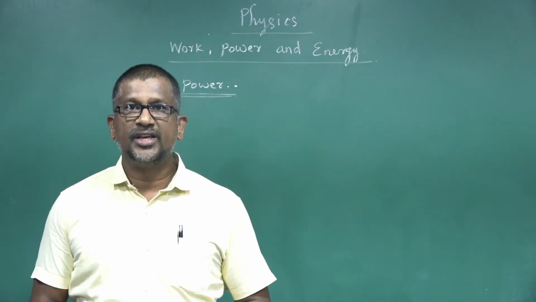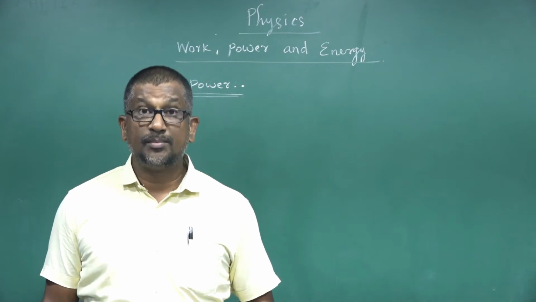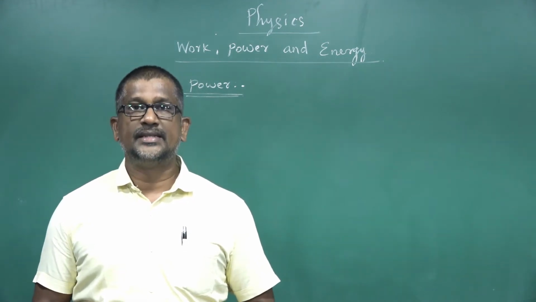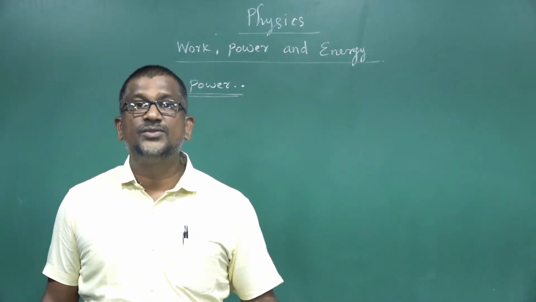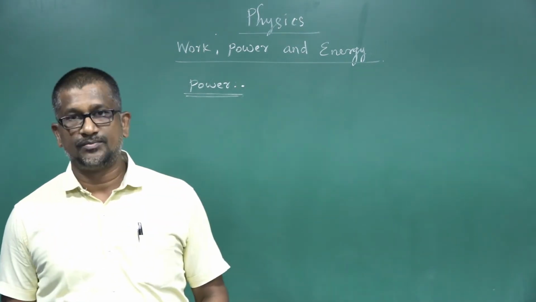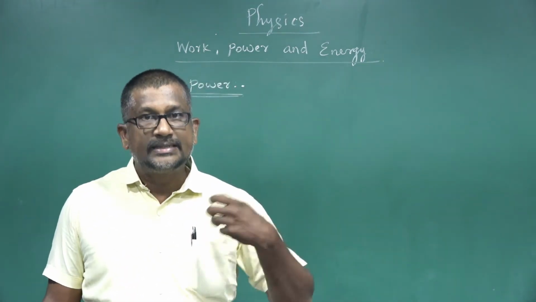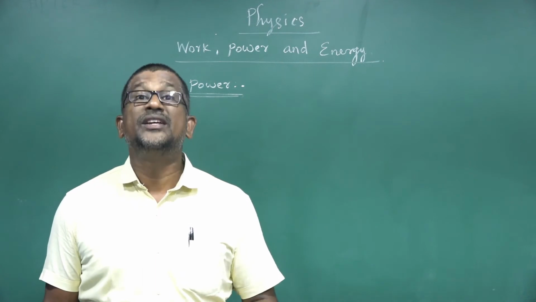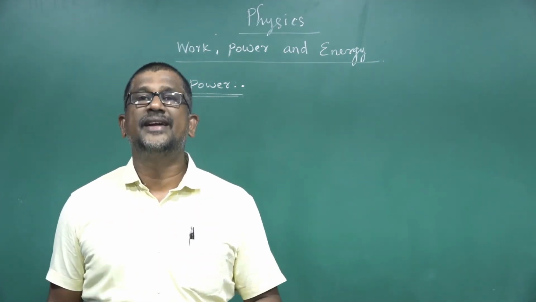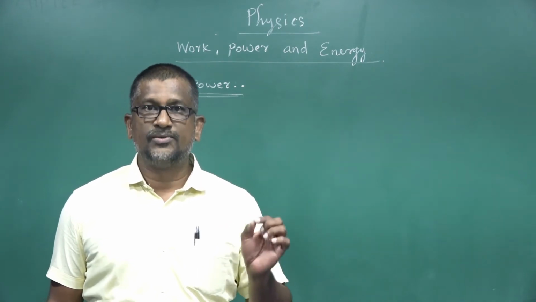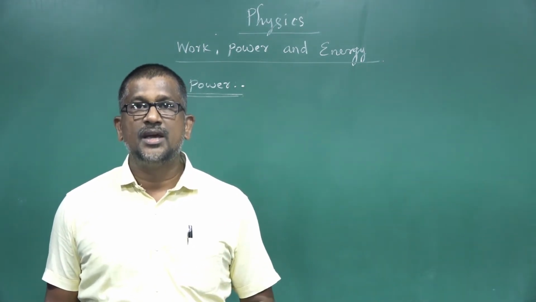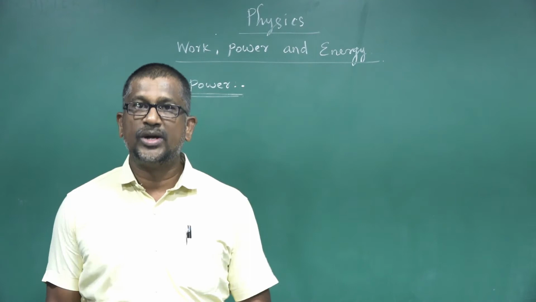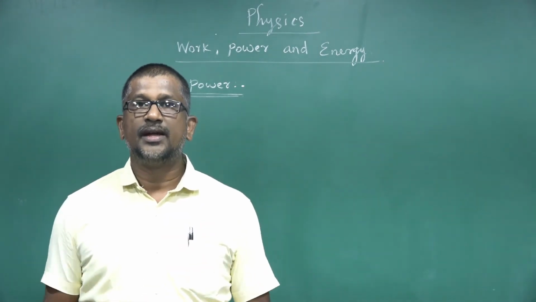Some other definitions are also there: the work done per unit time, or the rate of consumption of energy, or the amount of energy transferred or consumed per unit time is called power. Unit time means 1 second. So these are the definitions of power. The simple definition is the rate of doing work.